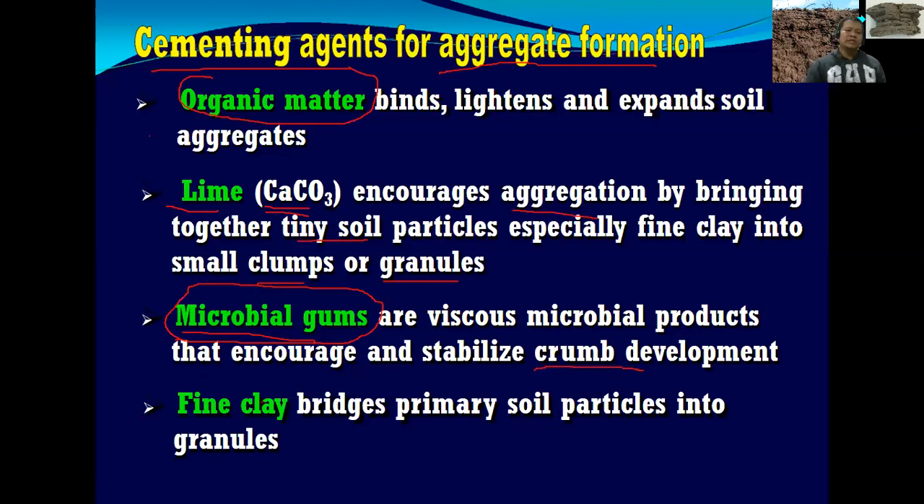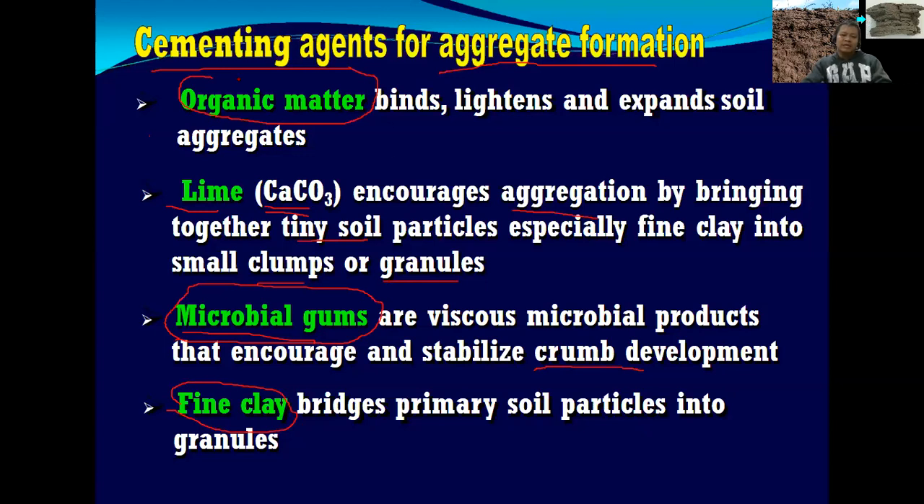Okay, so microbial gums are viscous microbial products that encourage and stabilize crumbs or granular development. So of course, another cementing agent is the fine clay. The very fine clay bridges primary soil particles into granules. So when there is clay, it is sticky. Because the clay is sticky, some of the sand particles may stick to the clay, or even the clay would bind between silt and the sand, resulting in the formation of granules so that the soils would have a structure. Okay, that's it.